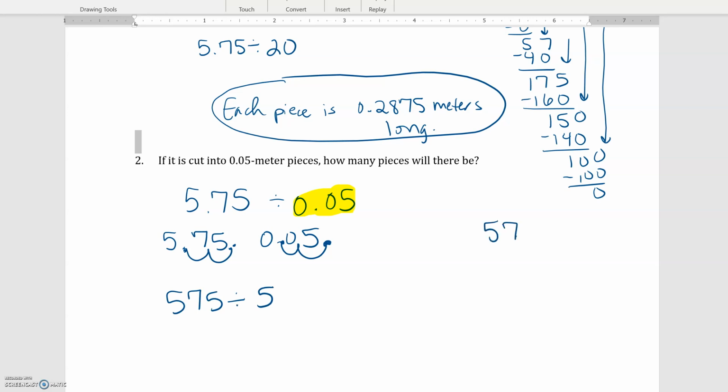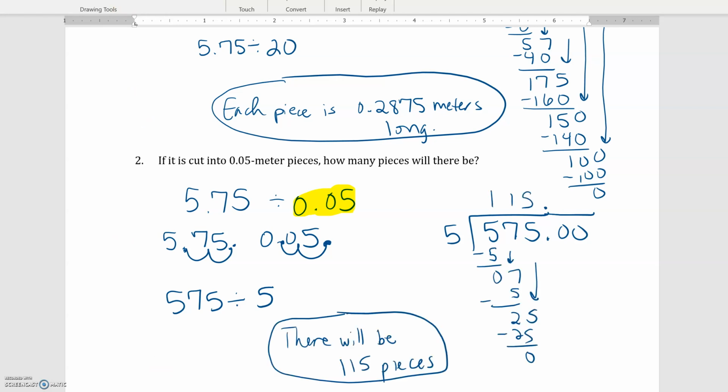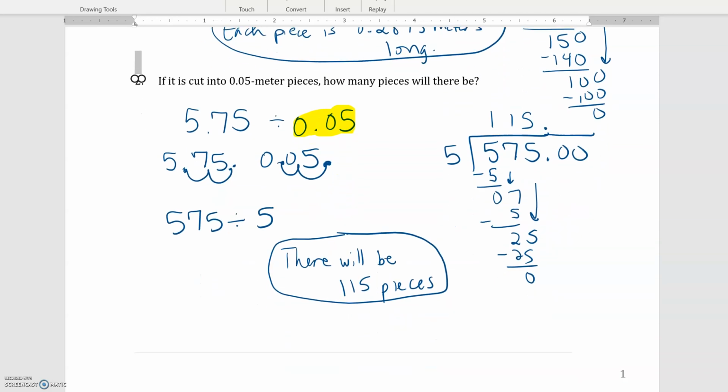So right now, same thing. If you can divide this out with long division on your own to practice this, pause the video and then play the video when you finish with your work. Here is the work for number 2. When you divide by 5, you get 115, and the question is asking how many pieces, so that represents 115 pieces that would each be a length of 5/100ths of a meter.